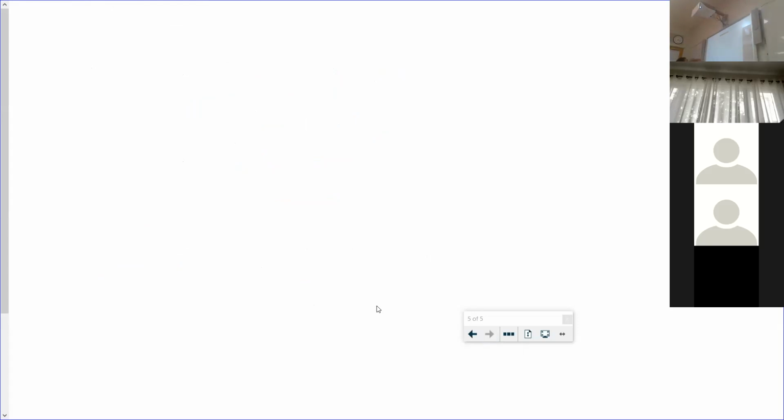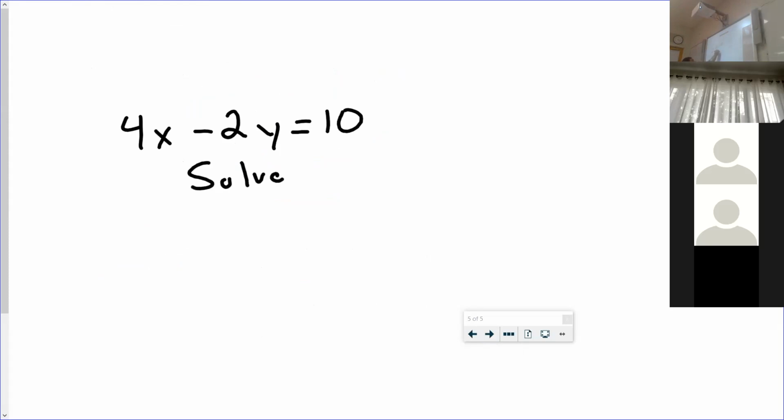Let's see. 4x minus 2y equals 10. Solve for y.